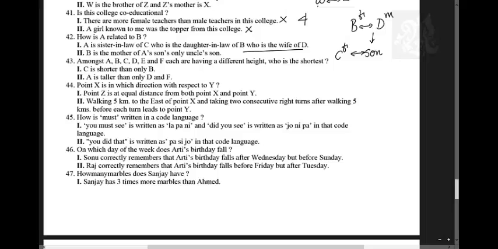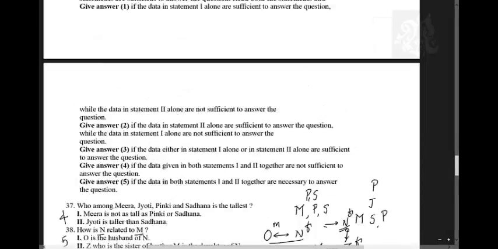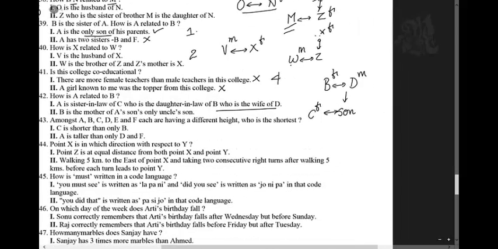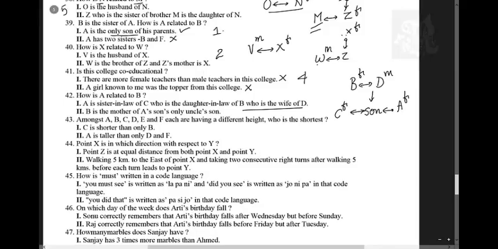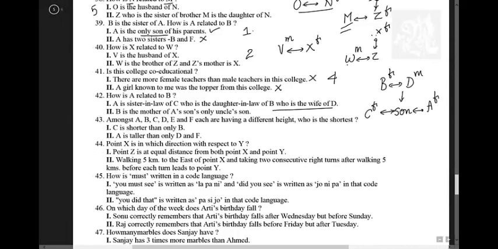A is the sister-in-law of C. Sister-in-law of C means this guy's sister. So A is the daughter of B. So the answer is 1 is sufficient to answer the question. Let's see 2 also. You should not ignore 2. If 1 gets the answer, it doesn't mean you ignore 2.